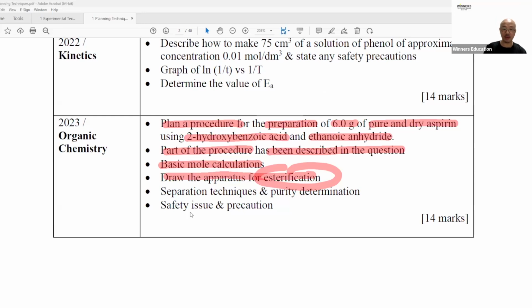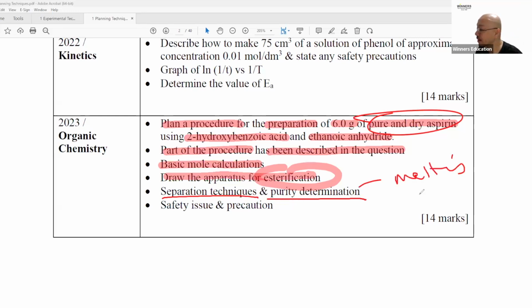All right, and at the end, because you need it pure and dry, right? Separation techniques and how to purify, determine the purity. How to test purity, assuming it's a solid, test what? Test melting point, correct? That's it. Test the melting point, it should melt at a constant temperature. And as usual, as I told you, safety and precaution. Once organic, just whack this safety and precaution in.